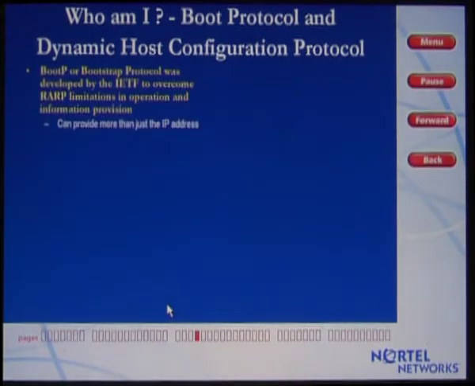RARP was a good first step, but had a number of limitations. It was not very helpful, and was difficult to expand to a general dynamic IP allocation system for both diskless and networked workstations.